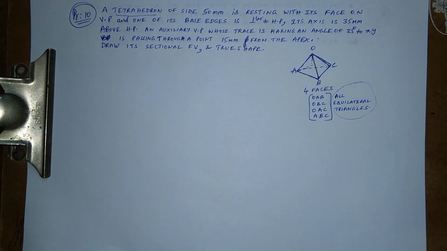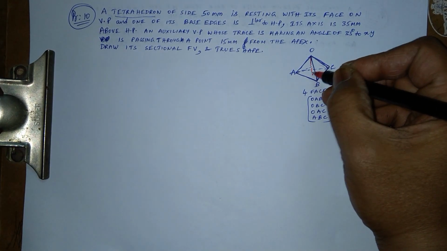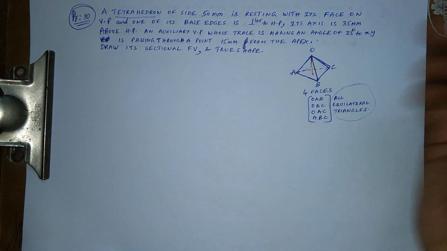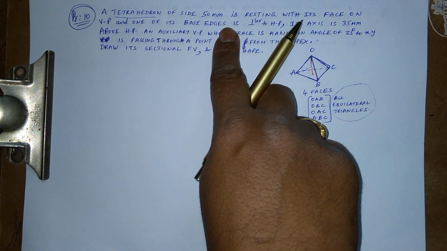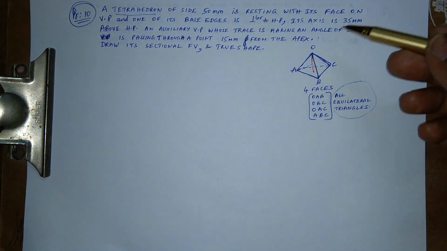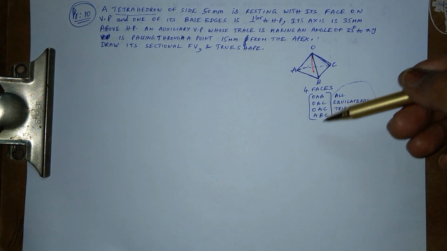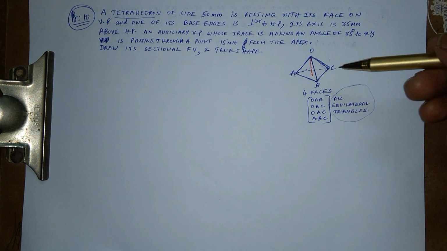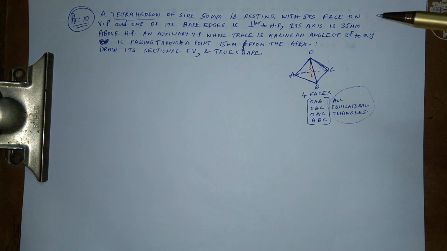This is the central point, the axis point. So from the center of the triangle, this is the height. Okay, this height is not known. It will not be talked about in the question also. As we see in the question here, tetrahedron of side 50 mm is resting with its face on VP. Out of all the 4 faces, the face could be called as a face or a base in this case. If it is resting on a certain reference plane, it will be called as a base. Otherwise, it can be called as a face.